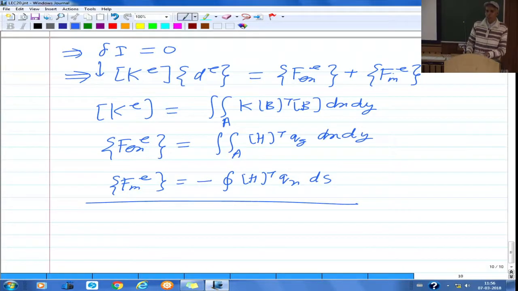So I stop today here, and we will continue in the next class. We will take a couple of problems where we would evaluate the matrix and vectors, and then assemble and solve, impose a boundary condition, and finally solve for the temperature at node points. So that will continue in the next class.